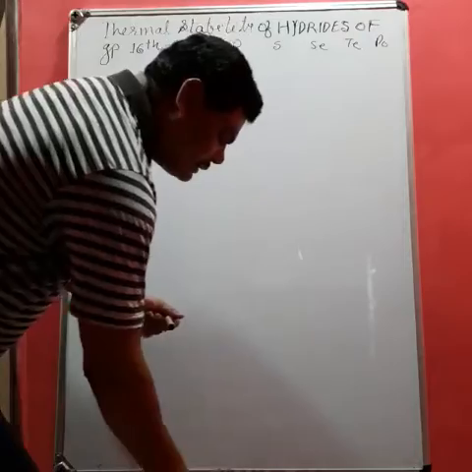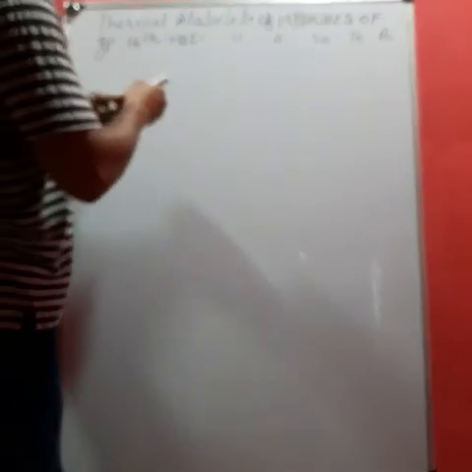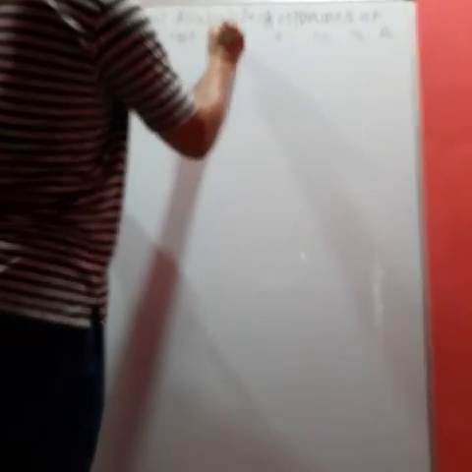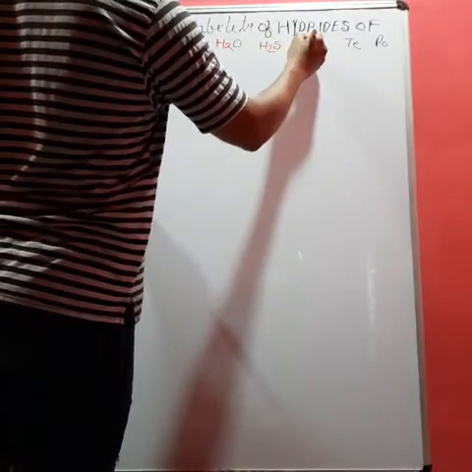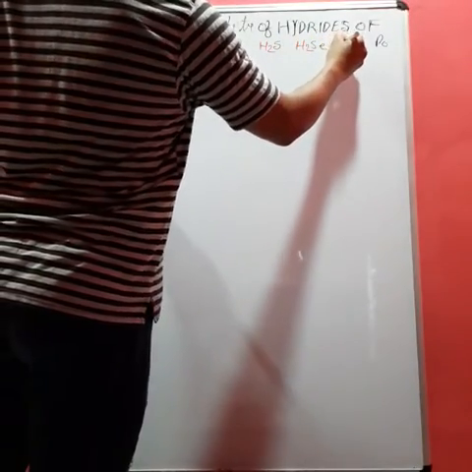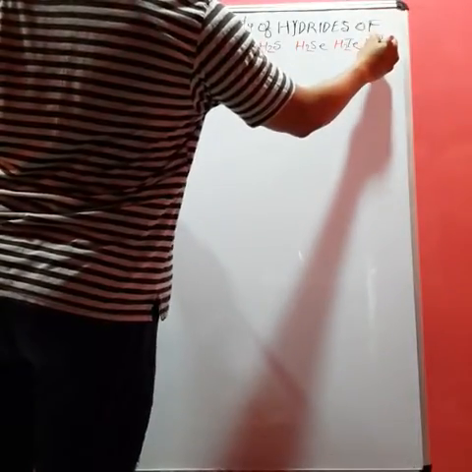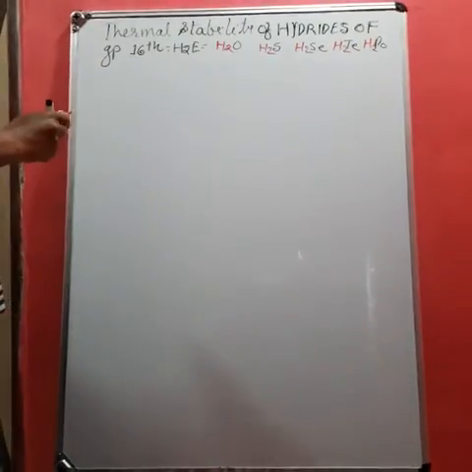Then we can convert the general formula into compounds. Compounds like what? H2O, H2S, H2Se, H2Te, and H2Po. So in this way we can convert.